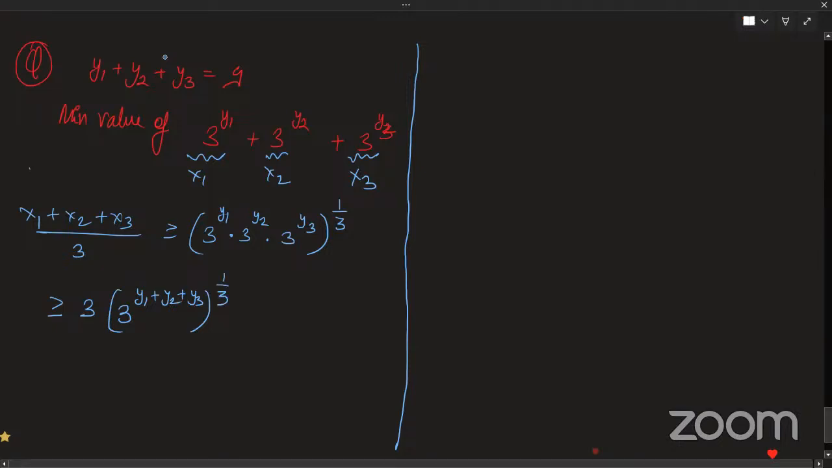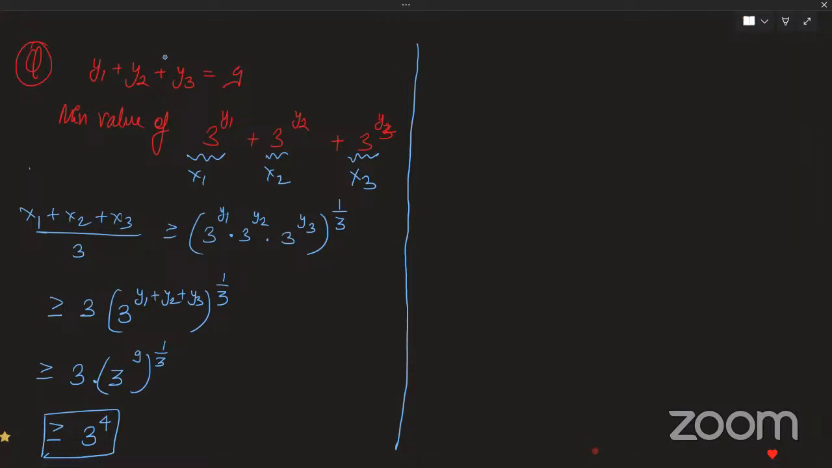So what is 3 raised to y1 plus y2 plus y3, whole raised to 1 by 3? It is 9. So 3 into 3 raised to 9, whole raised to 1 by 3. How much is it? It is 3 raised to 4, right? 3 powers from the right side and 1 from the left side. So 3 raised to 4.